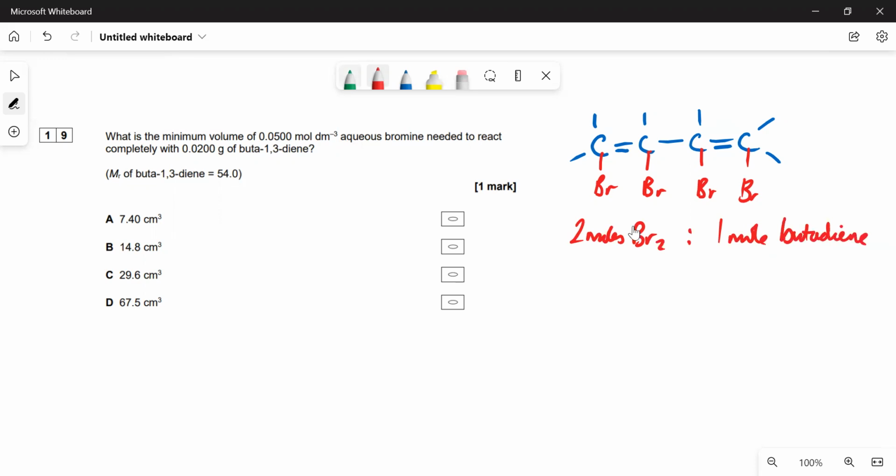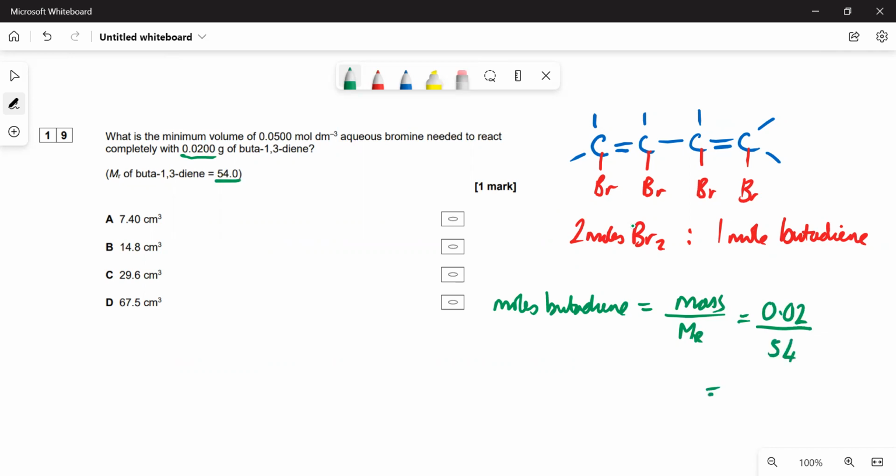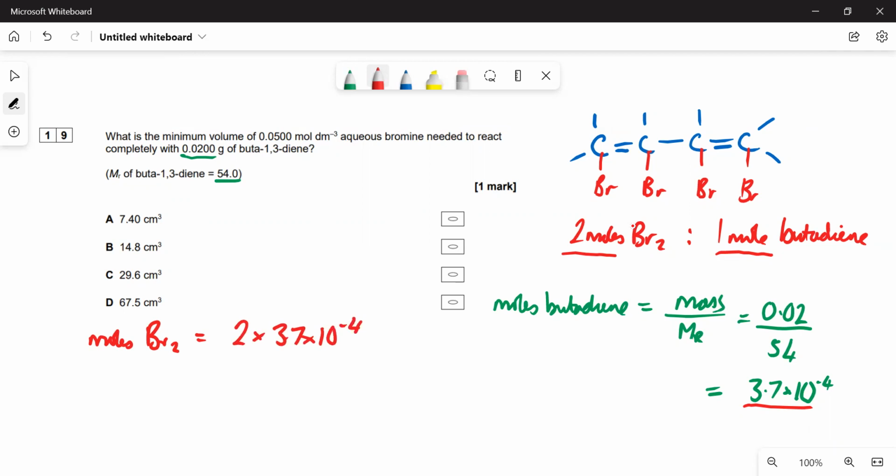Right, let's work out the moles of butadiene then. That's going to be mass over Mr. The mass of butadiene is 0.02 grams. They give us the Mr there, they say it's 54. That's equal to 3.7 times 10 to the minus 4. Now, we said earlier, for every 1 mole of butadiene, you need 2 moles of bromine. So the moles of bromine is going to be double that. Two times 3.7 times 10 to the minus 4 is equal to 7.4 times 10 to the minus 4.